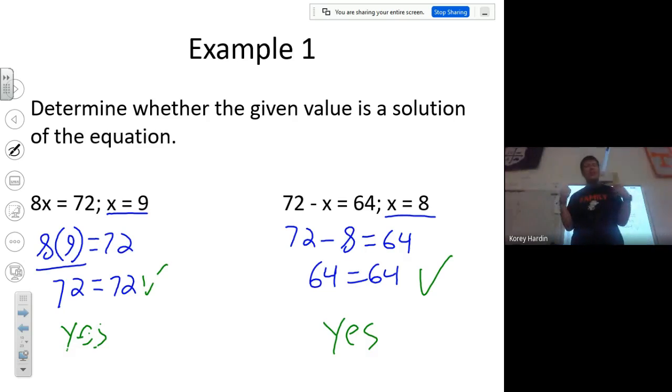Now, here's the part that you're going to love, because I know you love doing this and you just have to do it every time.